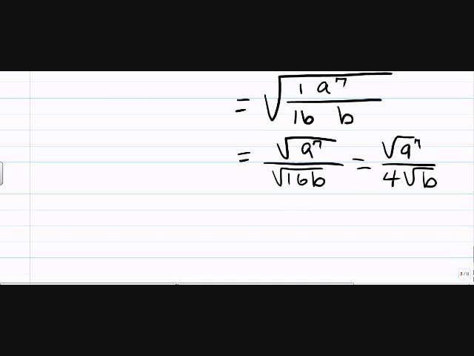Now I have to multiply by the complex conjugate. I'm sorry, not the complex conjugate. I don't have a conjugate here. Boy, it's been a while. I have to multiply by the square root of b over the square root of b so that I can rationalize the denominator. Don't need to do the 4. When you don't have to do the conjugates, you don't have to do the entire denominator. You can just do the part with the square root. It simplifies just a step faster.